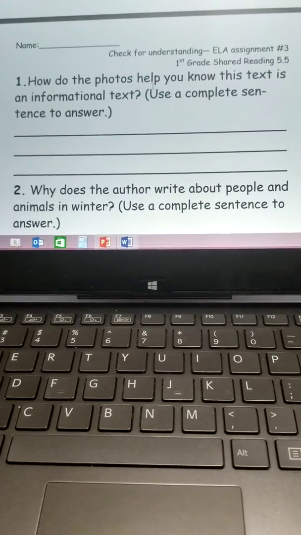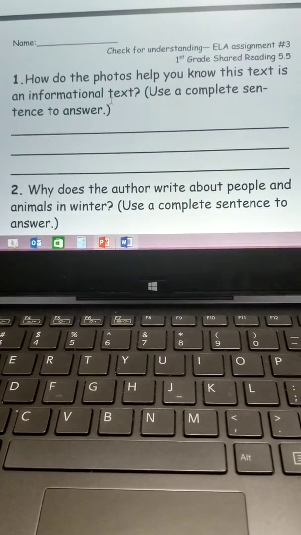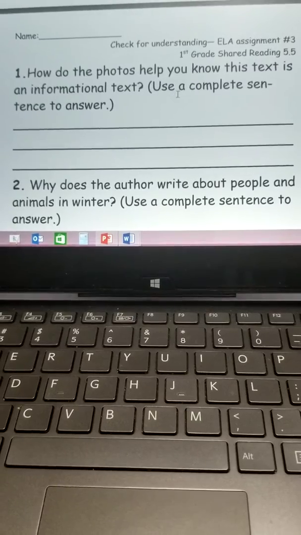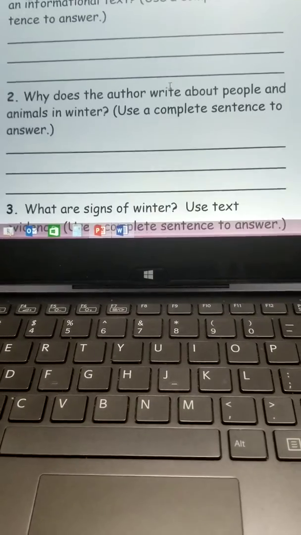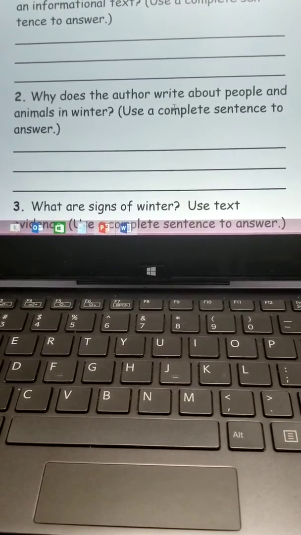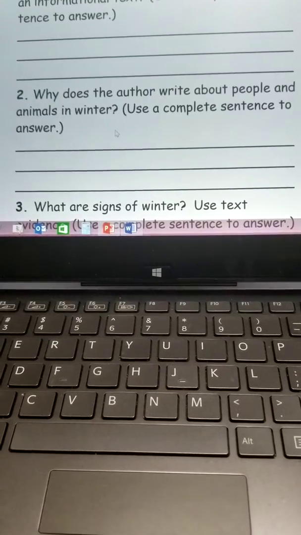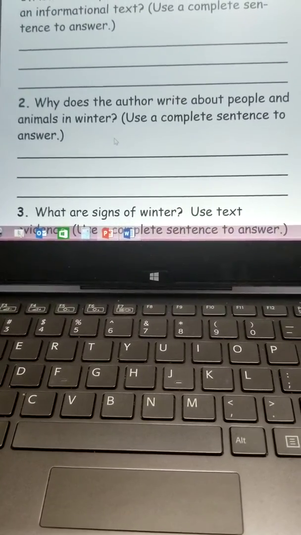How do photos help you know this text is an informational text? Again, use complete sentences to answer. Why does the author write about people and animals in winter? Make sure you tell me why.